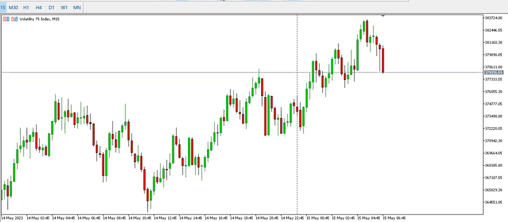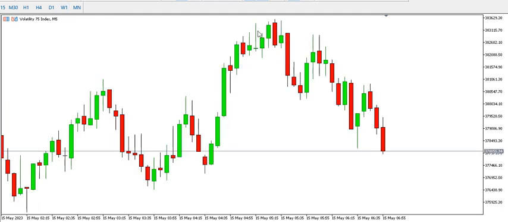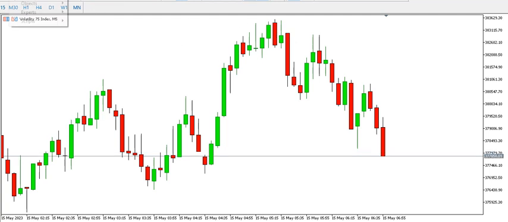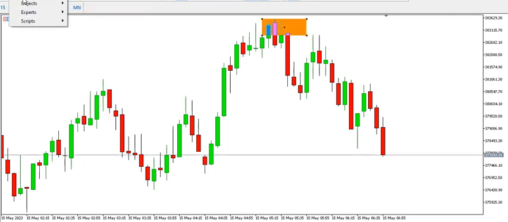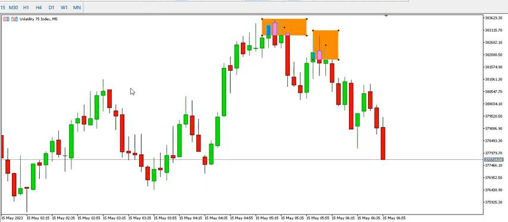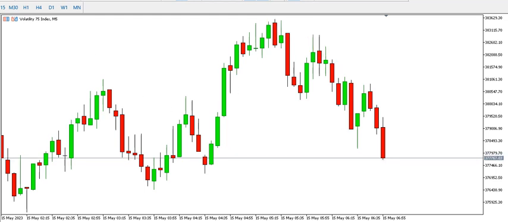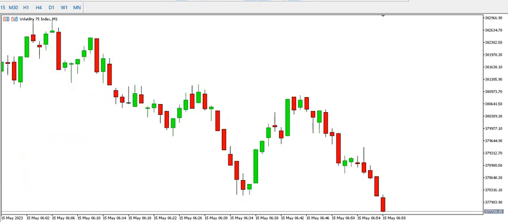The 5 minutes time frame. You can see how we have this particular double top on the 5 minutes time frame. We have this very top here, and we have another top around here. We have a double top, okay, and price is currently going down. So we are looking for how to scalp sell volatility 75 index on the lower time frames.